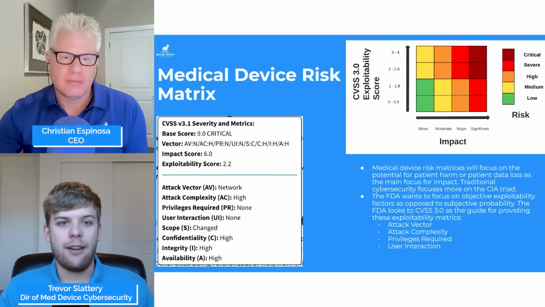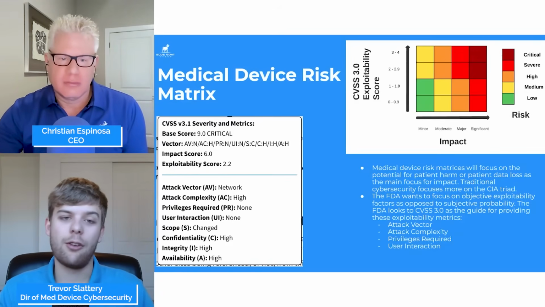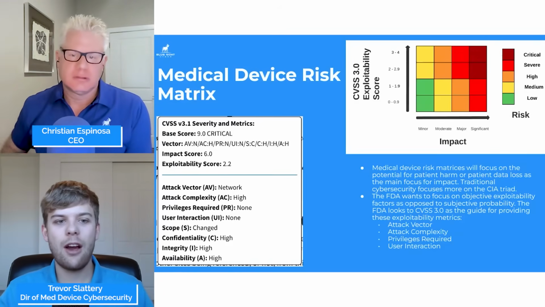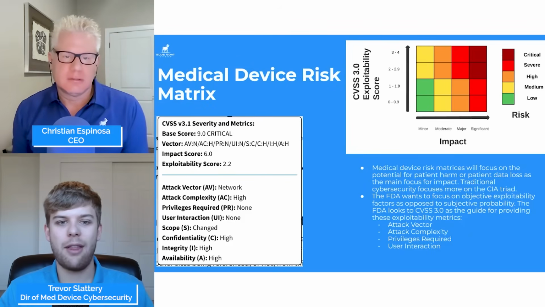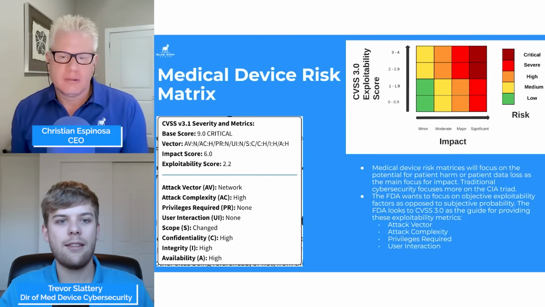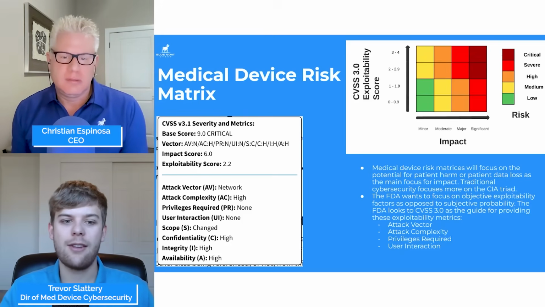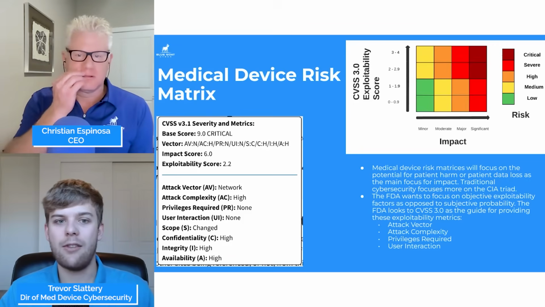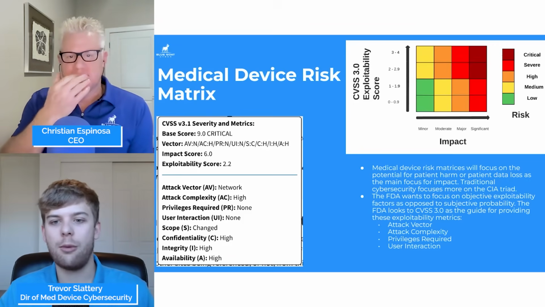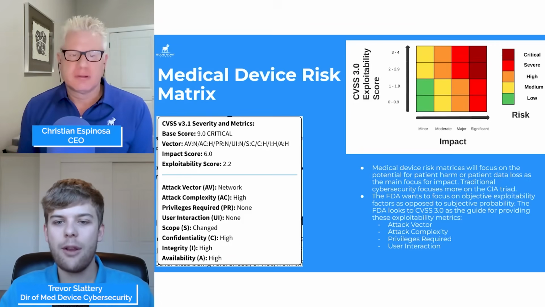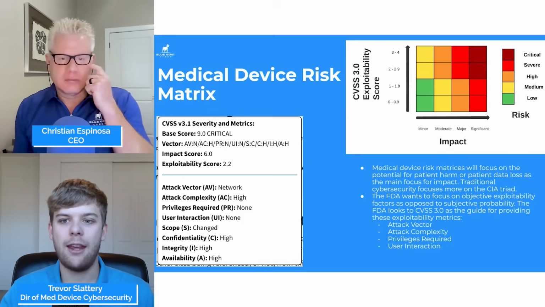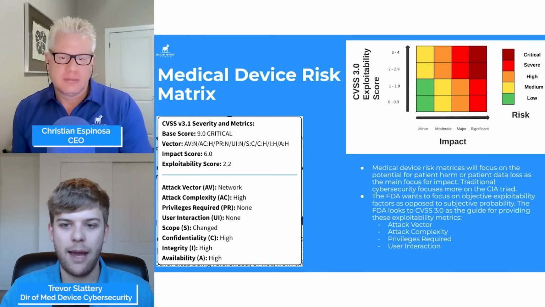The next very important thing to go over is a risk matrix for a medical device. Now, we talked about this earlier, but we're looking at different things when we need to cover a medical device as opposed to a traditional penetration test. That traditional penetration test is looking at confidentiality, integrity, and availability, which we can see mentioned here in the bottom left corner. Now, here's an example of a medical device risk matrix that is catered more towards what the FDA is looking for. We're focusing on the potential for patient harm and patient data loss as that main impact.